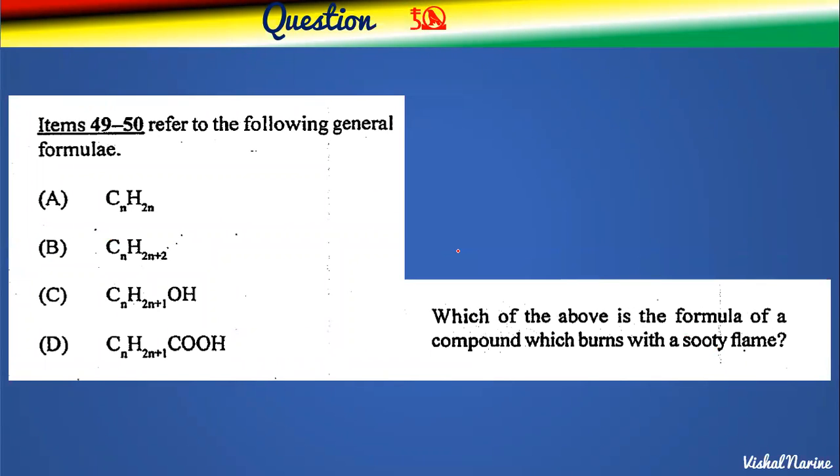Question 50 refers to the same set of options, and it's asking you now which formula is that of a compound which burns with a sooty flame. So we'll expect the alkenes to burn with a sooty flame. All right, so that answer there will be B.